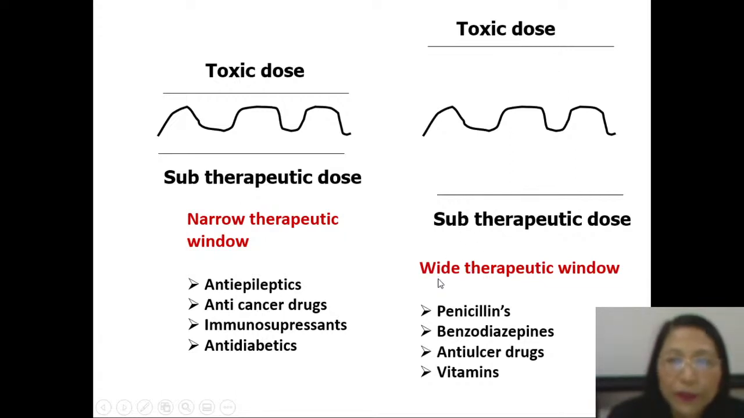For example, drugs with a wide therapeutic window include penicillins, benzodiazepines, anti-ulcer drugs, vitamins, and many other drugs. Certain drugs which have a narrow therapeutic window are anti-epileptic drugs, certain anti-cancer drugs, many immunosuppressant drugs, and anti-diabetic drugs. Though we do not do therapeutic drug monitoring for anti-diabetics because we measure the blood sugar, for all these drugs we may need to do therapeutic drug monitoring. These are some examples of drugs which have a narrow therapeutic window.